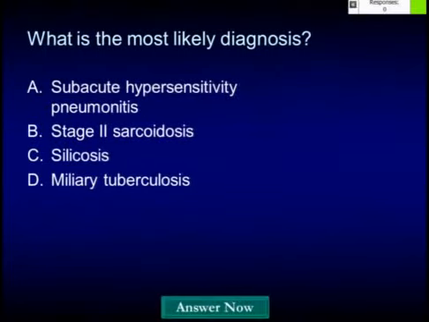So what is the most likely diagnosis here? Is this subacute HP, stage 2 sarcoidosis, silicosis, or miliary TB? Please vote.